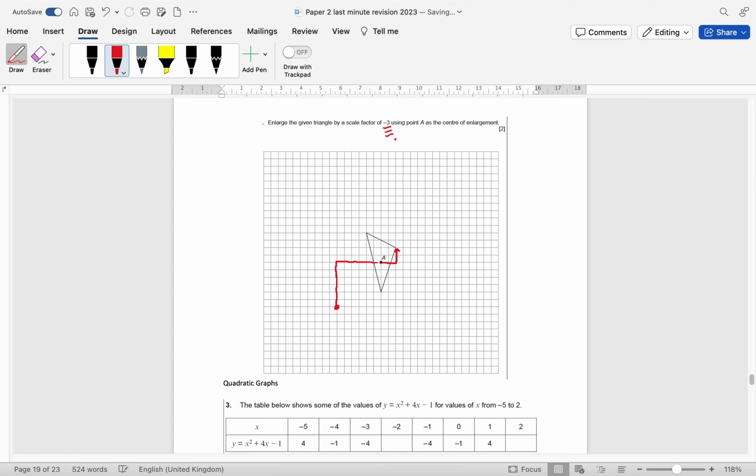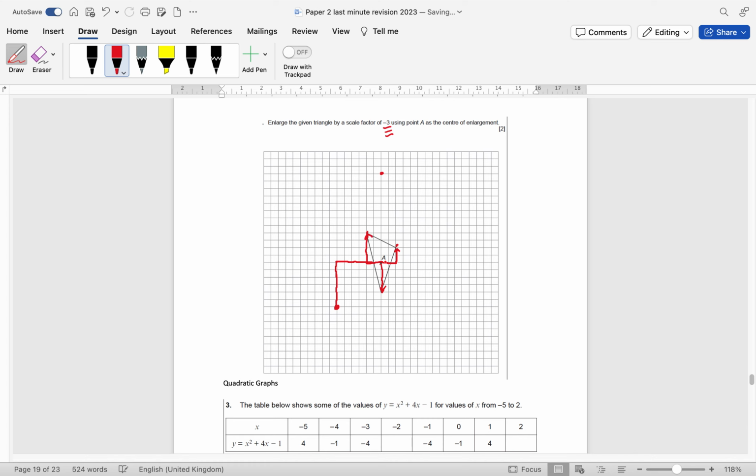A scale factor of minus 3 is 3 times as far in the other direction, but they've put the centre bang in the middle of the shape here. So to get to this point, it's 2 right and 2 up. 3 times as far in the other direction would be 6 left and 6 down, so it goes here. To get to this point, it's 4 squares down. 3 times as far in the other direction is 12 squares up. I think it's there, right? And then the final point is here, which is 2 left and 4 up.